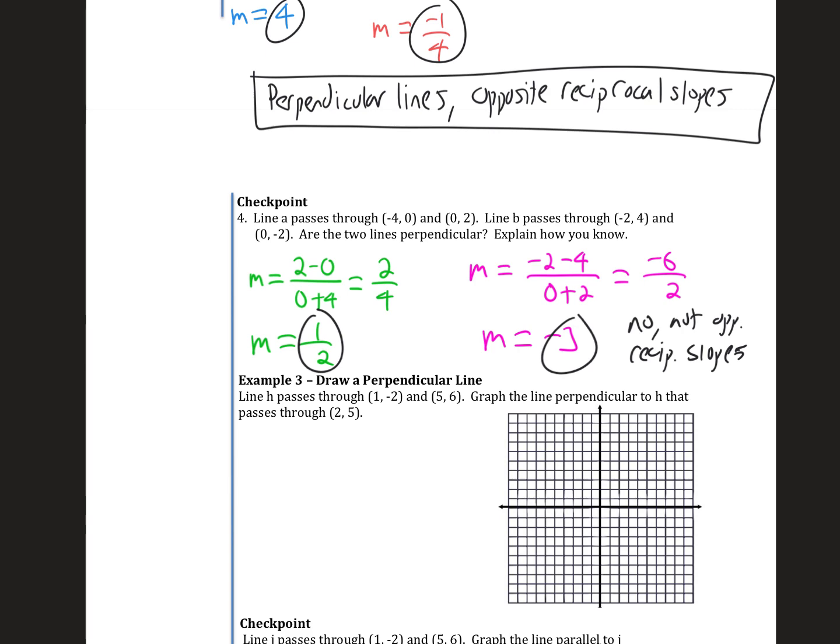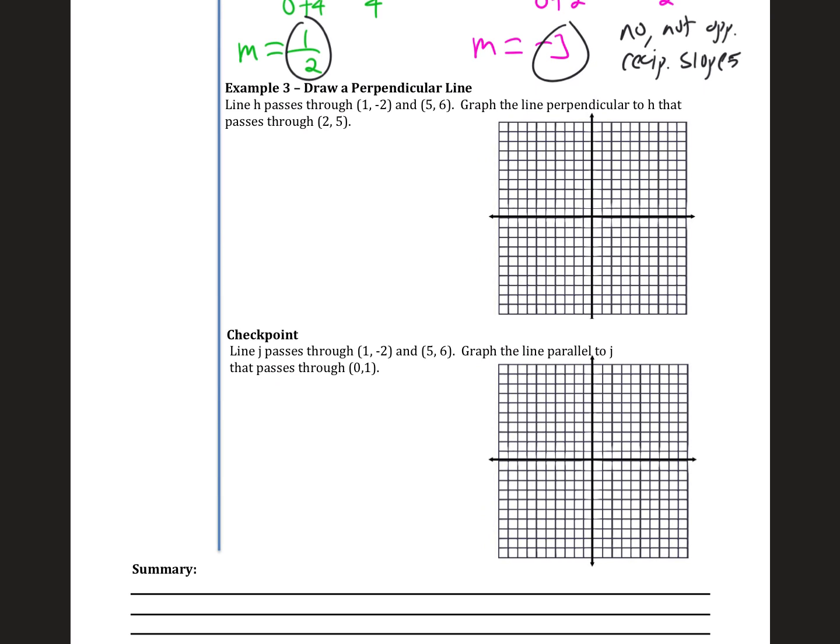All right, the last thing is a little tricky, but just stay with me here, okay? These last 2 examples are kind of important and kind of tricky. So it says draw a perpendicular line. It says line H passes through 1, negative 2, and 5, 6. It says graph the line perpendicular to H that passes through 2, 5.